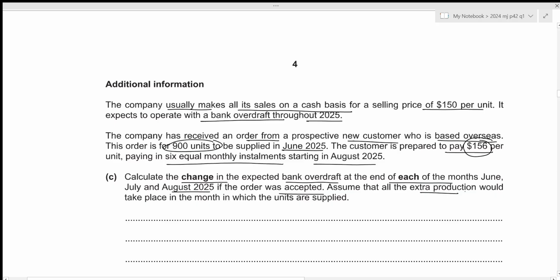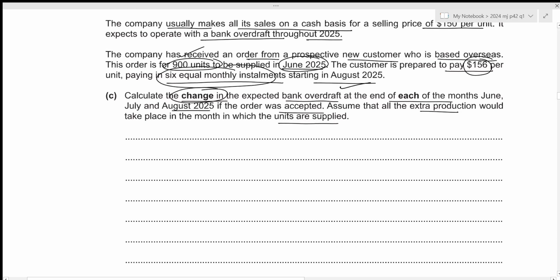Assume that all the extra production would take place in the month in which the units are supplied. Okay, so we need to assume that we will be producing the 900 units within the month of June itself, when it is expected to be supplied to this prospective new customer. Now for the change in the month of June, July and August, we first need to talk about the production payments that will have to be made. Then the customer is to pay in 6 equal monthly installments starting in August 2025. So we also need to consider the payment to be received within the month of August.